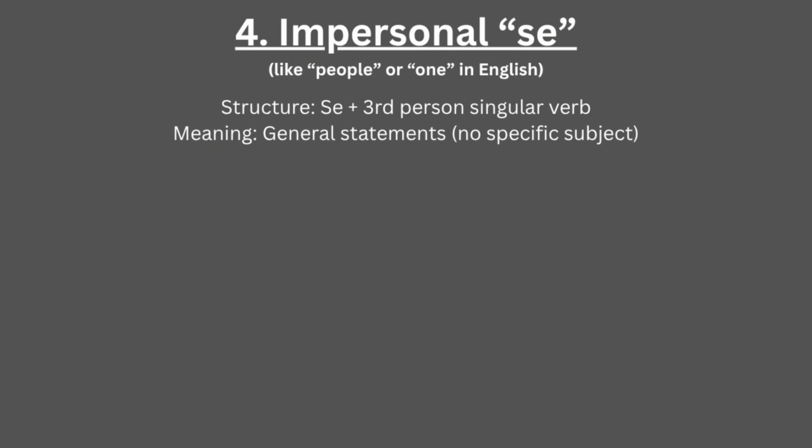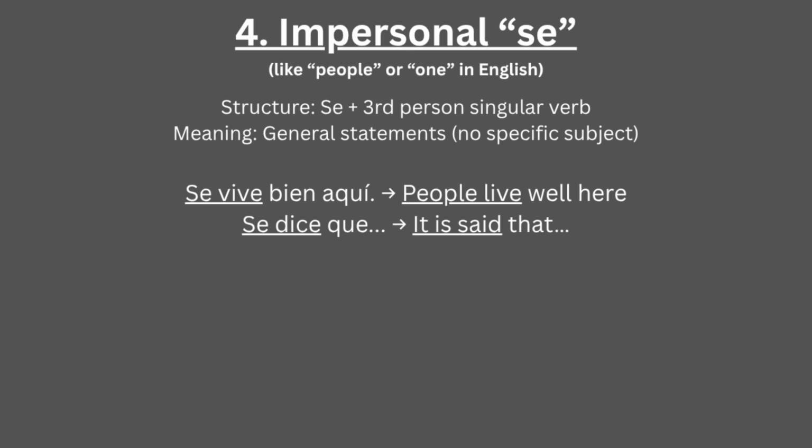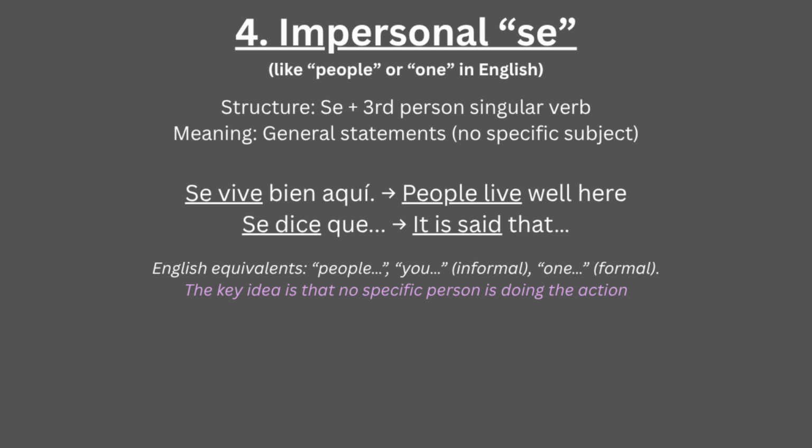The fourth way is an impersonal construction with se that gives general statements with no specific subject that is doing the action. The pattern follows se with a third person singular verb, like se vive bien aquí. People live well here. Se dice que, it is said that. The English equivalent can use words like people, you, one, etc.